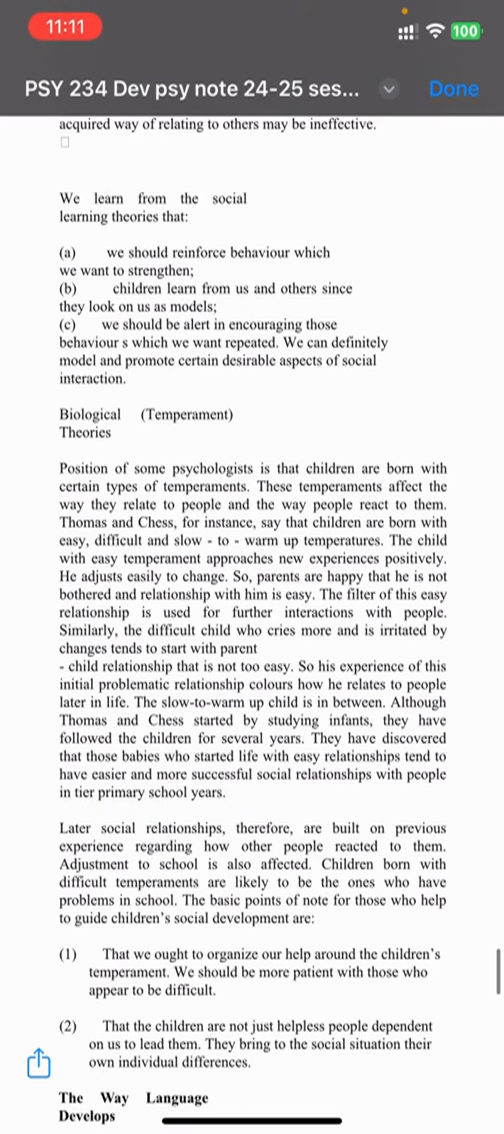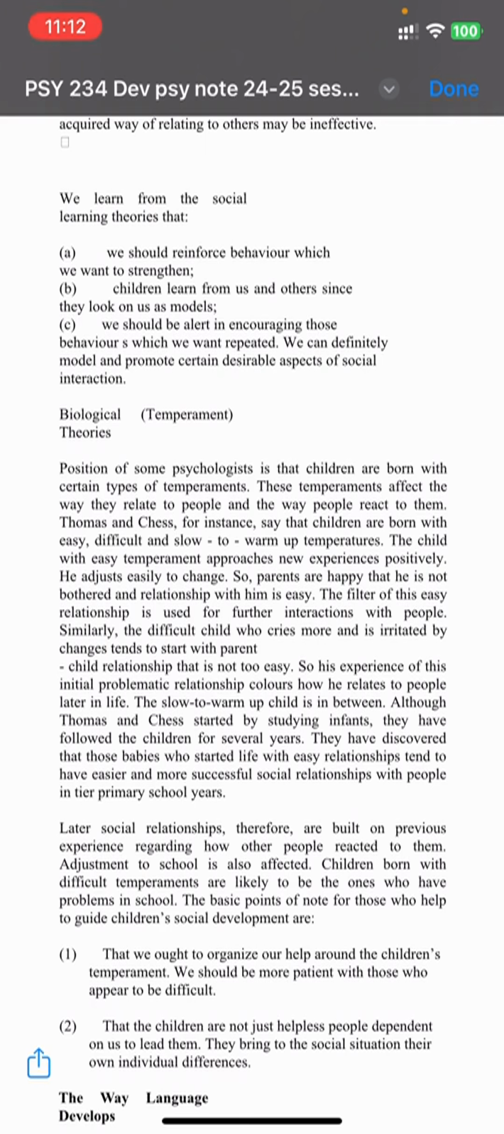Now, basic biological temperament theories. There are 4 main temperaments and they are tested online. The first one is phlegmatic, you have sanguine, you have choleric, and I do not remember the 4th one, but you can look that up by yourself.